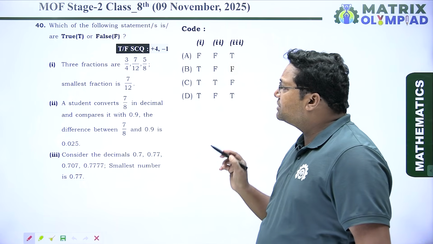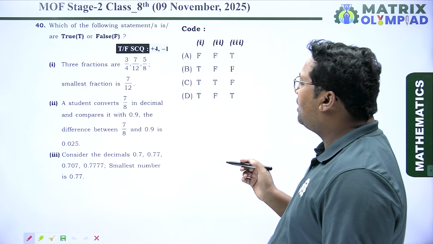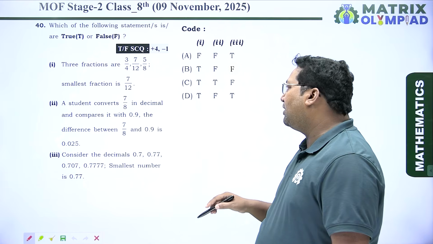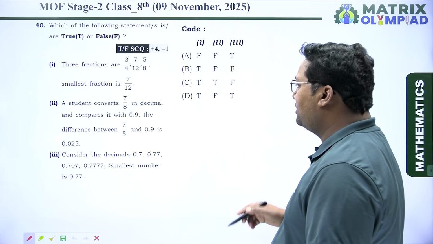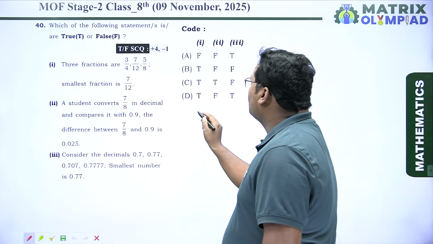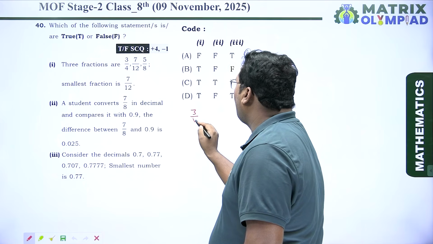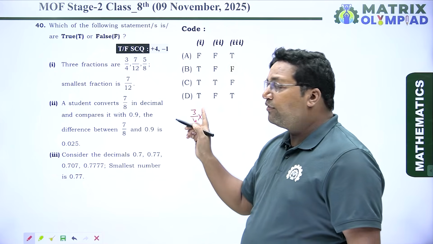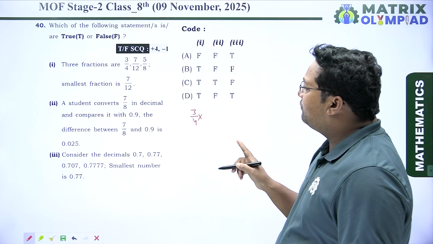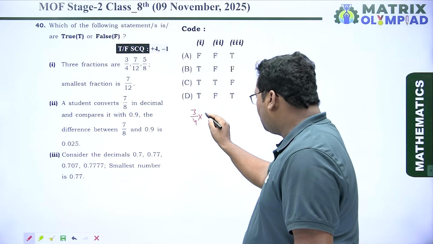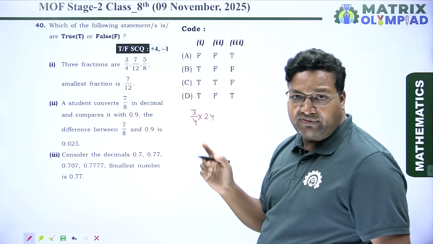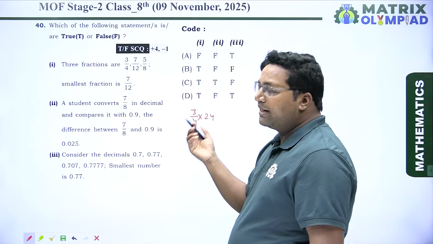So first statement is given. 3 fractions are 3 by 4, 7 by 12, 5 by 8. Smallest fraction is 7 by 12. So let us check. First of all, we have to multiply all the fractions by the LCM of the denominators, and the LCM of 4, 12 and 8 is 24. So we have to multiply all the fractions by 24. So we can get the numbers.